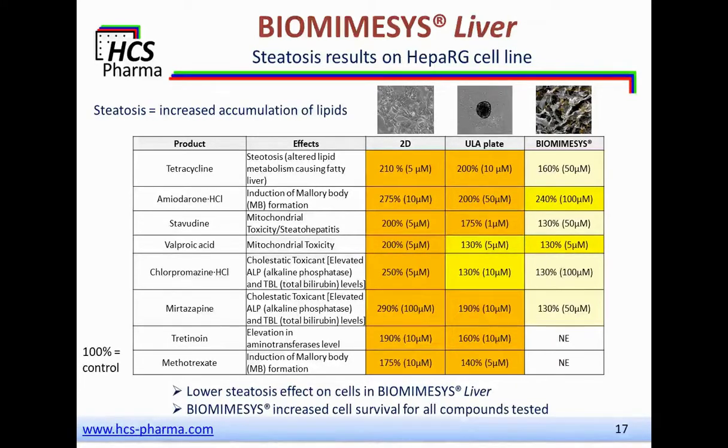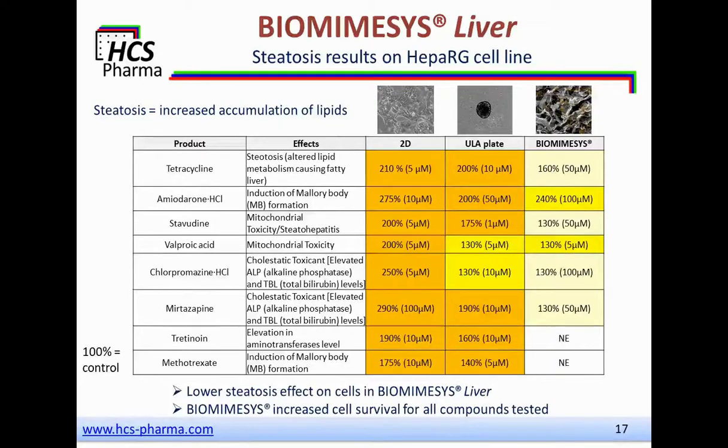With ULA plates, you still have this high increase in the accumulation of lipids, even if there is a little shift in the concentrations. And with Biomimesis, we observed less impact of the compounds on the accumulation of lipids, on the steatosis effect. Again, when we could see this effect, it was with much higher concentrations, and even for the two last compounds, tretinoin and methotrexate, no effect could be observed. So it seems that there is a lower steatosis effect on the cells in Biomimesis liver. The cell survival was better in these conditions.